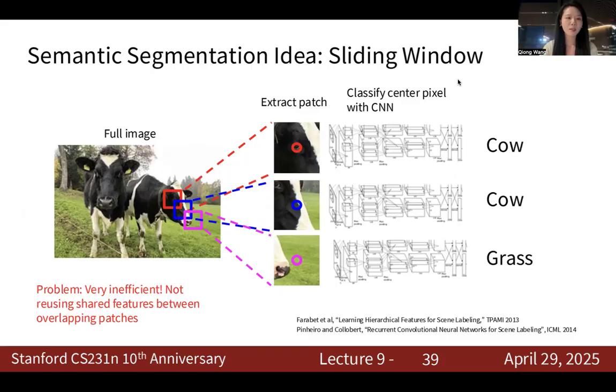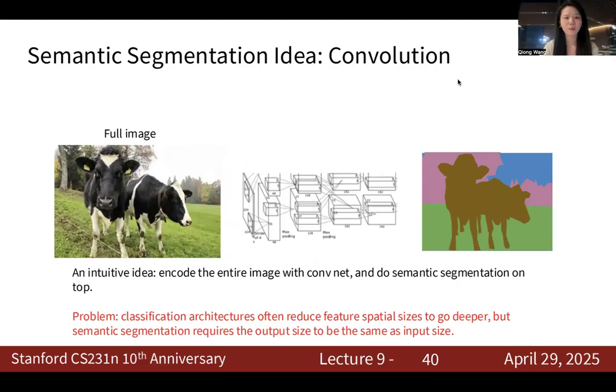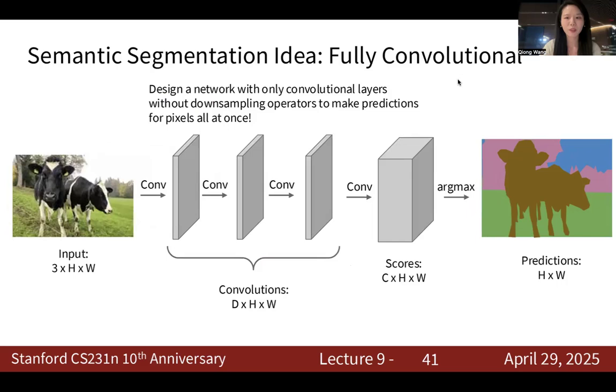The problem is it is very inefficient and not reusing shared features between the overlapping patches. Another intuitive idea is to encode the whole image with convolutions and do the semantic segmentation on top.